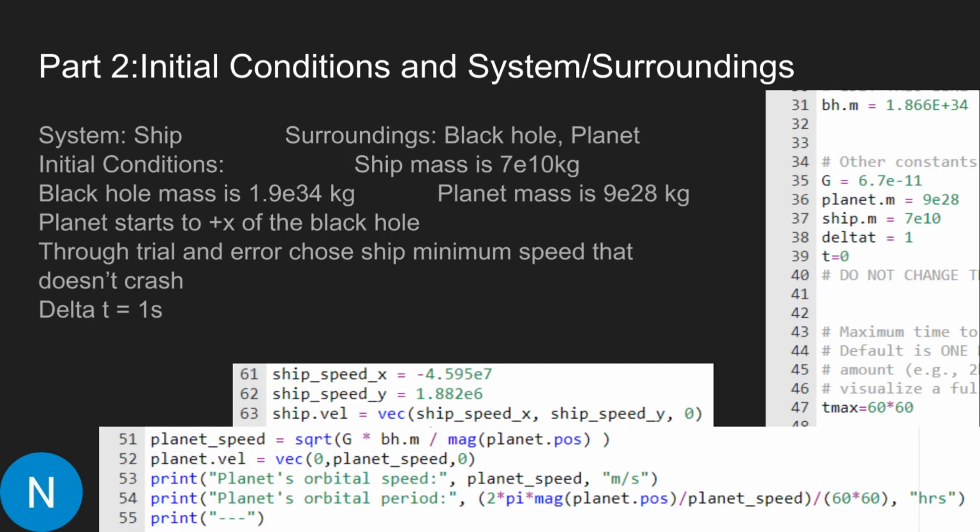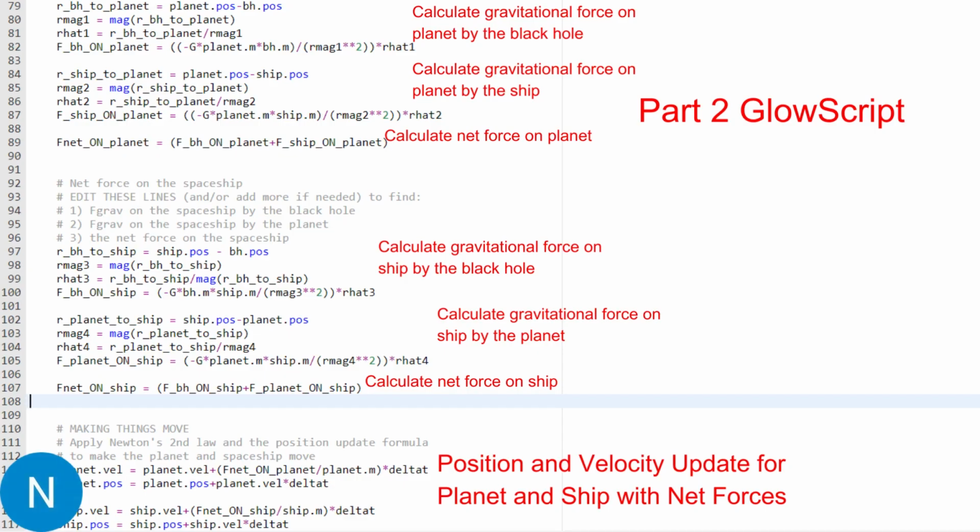So for part 2, the system is the ship, while the surroundings is the black hole and planet. For initial conditions, we have the black hole mass and then the planet mass, and then the planet starts in the plus x direction of the black hole, and then through trial and error, we chose the ship's minimum speed so that it doesn't crash, and delta t is 1 second. So here's the part 2 GlowScript code.